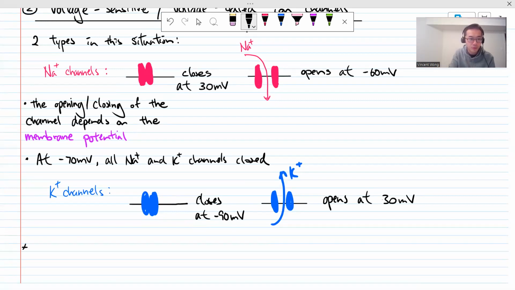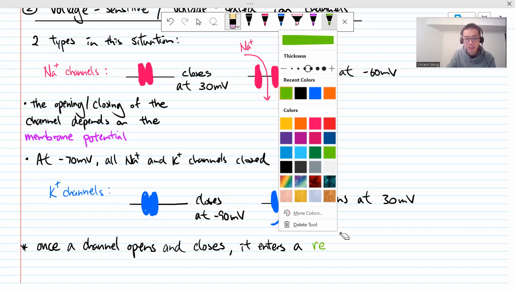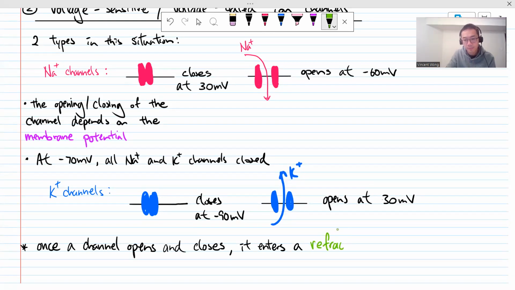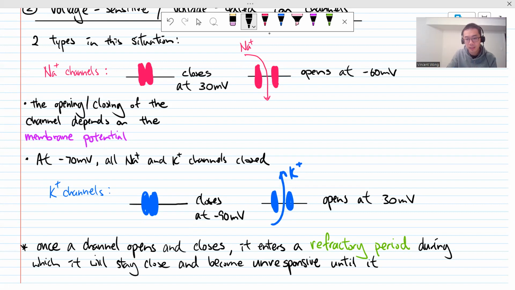There is another thing here that you should know. Once a channel opens and closes, it enters a refractory period, during which it will stay closed and become unresponsive until it resets.